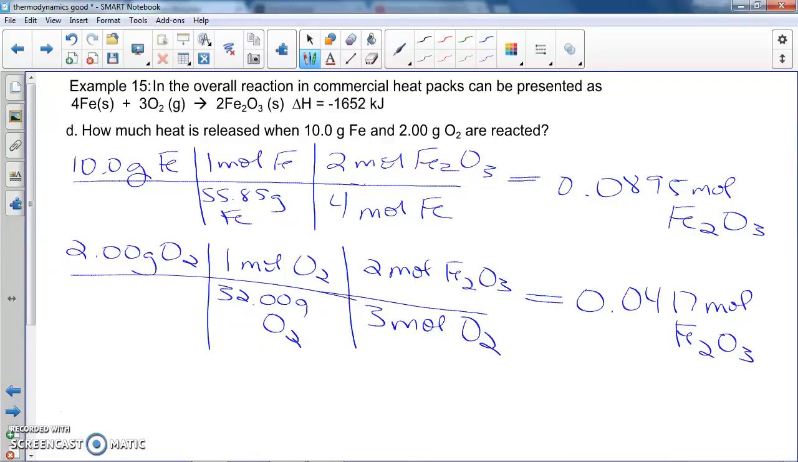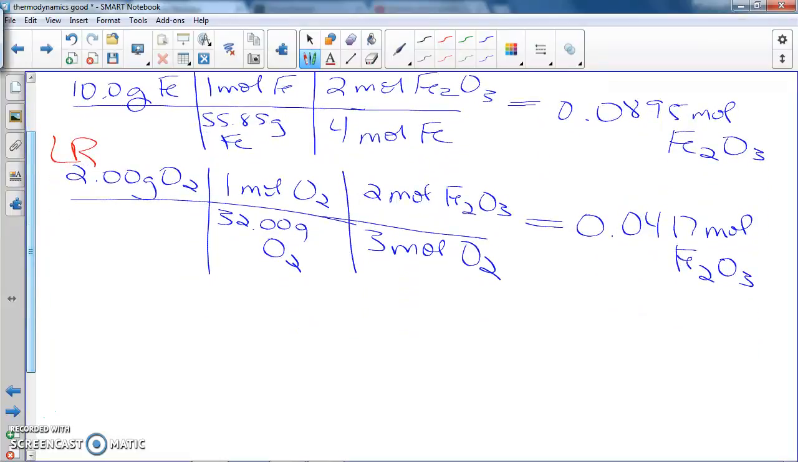So, which of these is the limiting reactant? I look at my comparison points, so my iron oxide, and I pick the reactant that produces the least amount. My reactants are over here. So 10 grams produce 0.08, and 2 grams of oxygen produce 0.04. Therefore, my limiting reactant is going to be oxygen. It produced the least amount. So then I will start the answer to the question with that. I must start with oxygen.